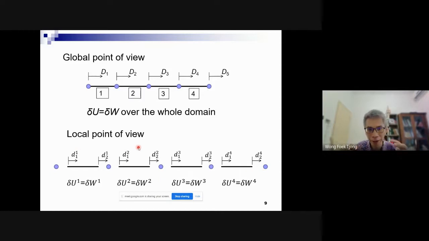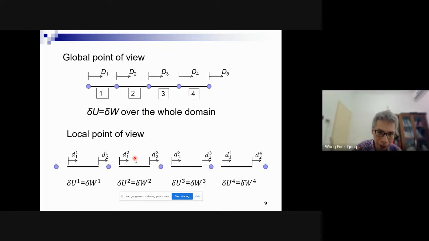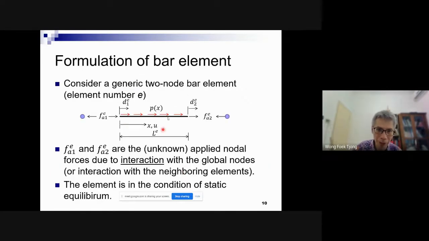It means directly we see a typical element like this. So this is a typical element. I take one element, it can be 1, 2, 3, or 4, no problem. And then formulate the element. For example, element number 3, and this becomes the typical element.